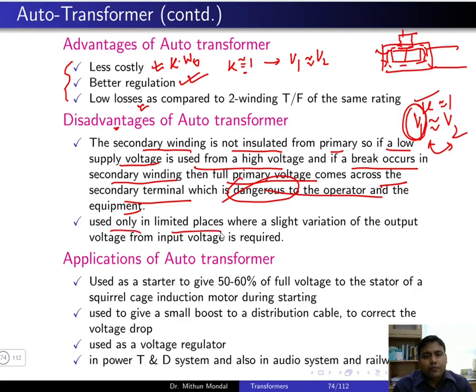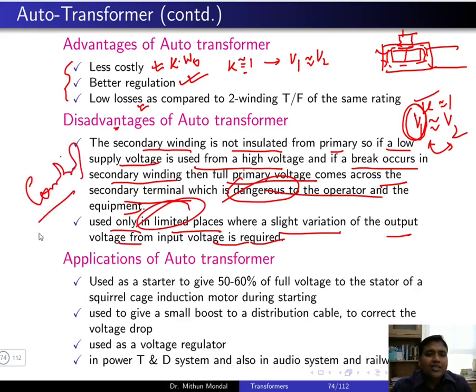Use only in limited places where a slight variation of the output voltage from the input voltage is required. So the basic application of the auto transformer is very limited, where we are required to control the voltage. In order to control the voltage, we use an auto transformer so that the voltage V2 is slowly varied and we can control the voltage V2. We can understand this from various applications that we are using. Even in the lab we use this variac, right?